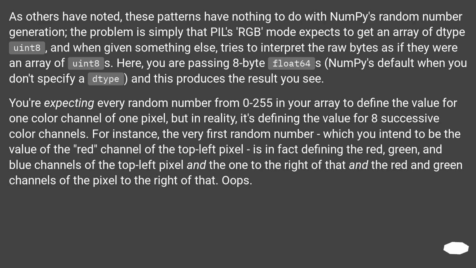For instance, the very first random number, which you intend to be the value of the red channel of the top left pixel, is in fact defining the red, green, and blue channels of the top left pixel and the one to the right of that, and the red and green channels of the pixel to the right of that. Oops!